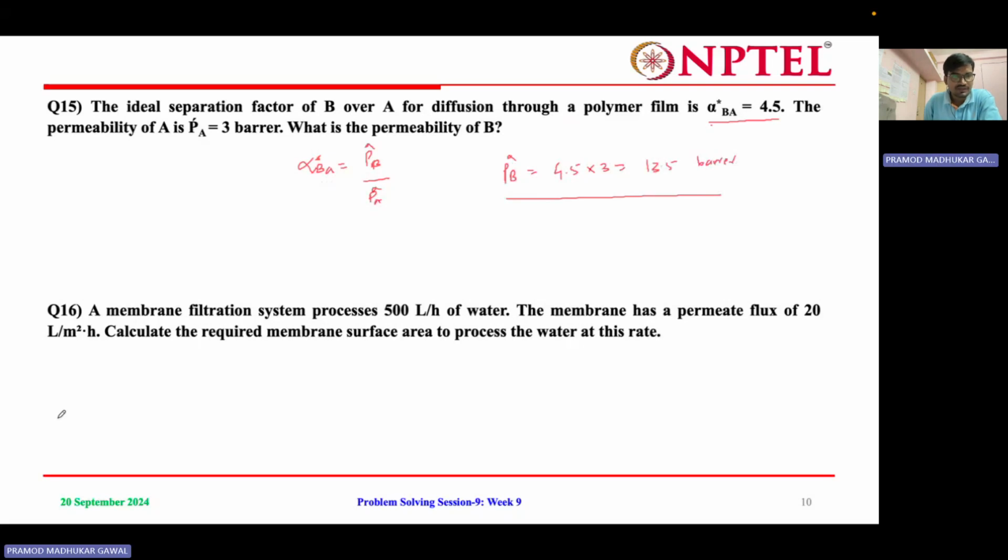Moving to question number 16. A membrane filtration system processes 500 liter per hour of water. The membrane has a permeate flux of 20 liter per meter square per hour. Calculate the required membrane surface area to process the water at this rate. Right? Here the rate and flux are given.